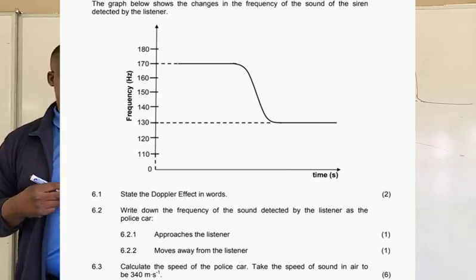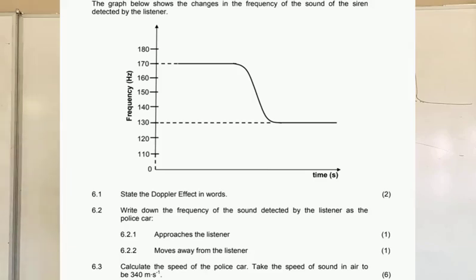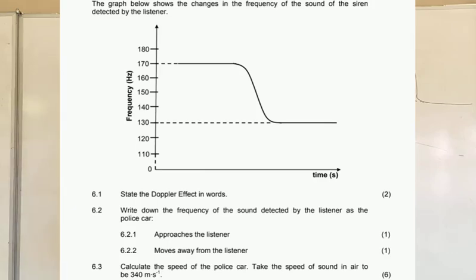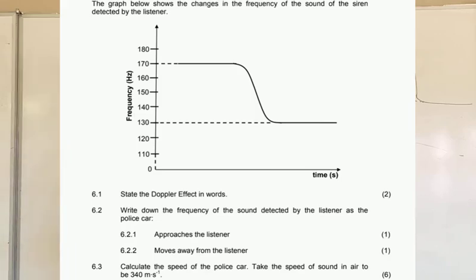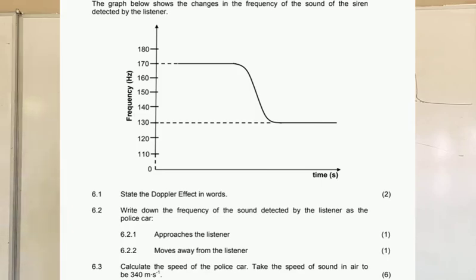You can see it is appearing on your screen. Okay, here is the question. Let us start. A police car moving at a constant velocity with its siren on passes a stationary listener. The graph below shows the change in the frequency of the sound of the siren detected by the listener.